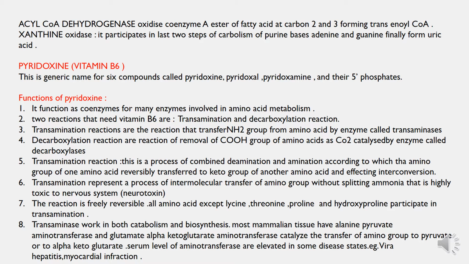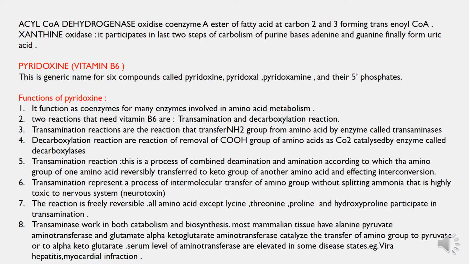Transamination reactions are the reactions that transfer the NH2 group from an amino acid by enzymes called transaminases. Decarboxylation reactions are reactions of removal of the COOH group of an amino acid as CO2, catalyzed by enzymes called decarboxylases. Transamination is the process of combining deamination and amination reactions, according to which the amino group of an amino acid is reversibly transferred to the keto group of another amino acid, effecting interconversions.